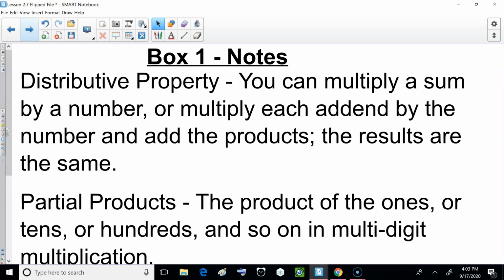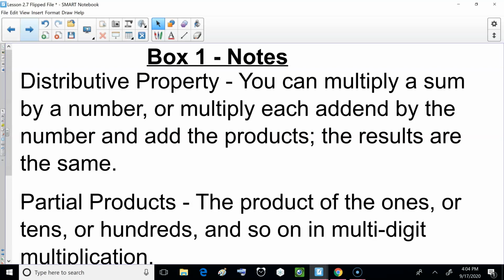So box 1 of your notes, we're talking about what is the distributive property. Well, you can multiply a sum by a number, or you can multiply each addend by the number and add the products. The results are the same. So there are different ways we can solve a multiplication problem or see how that distributive property works in our examples.